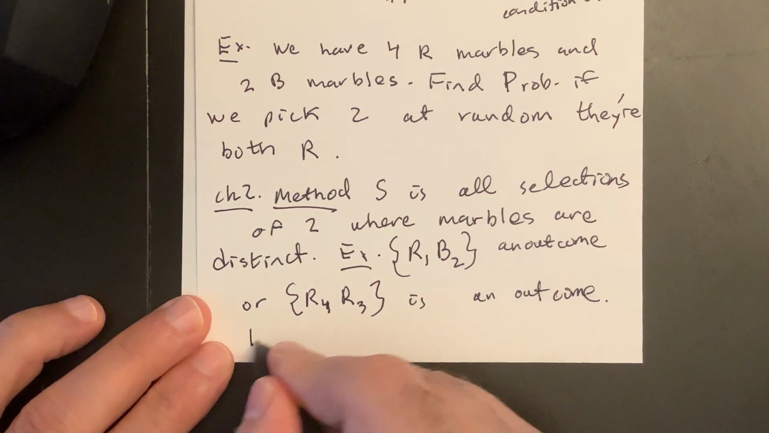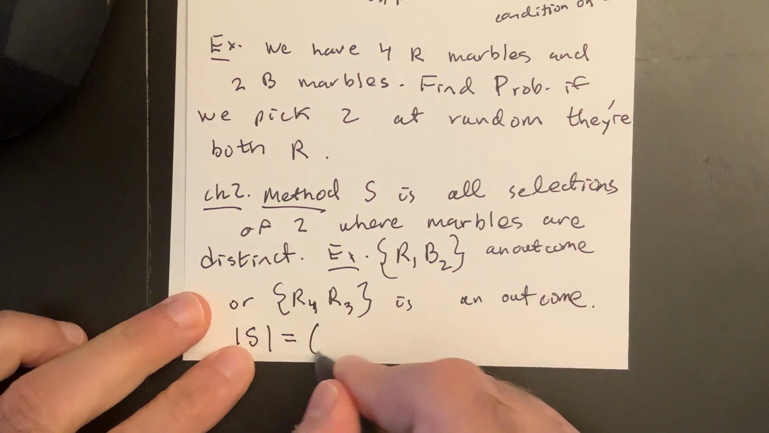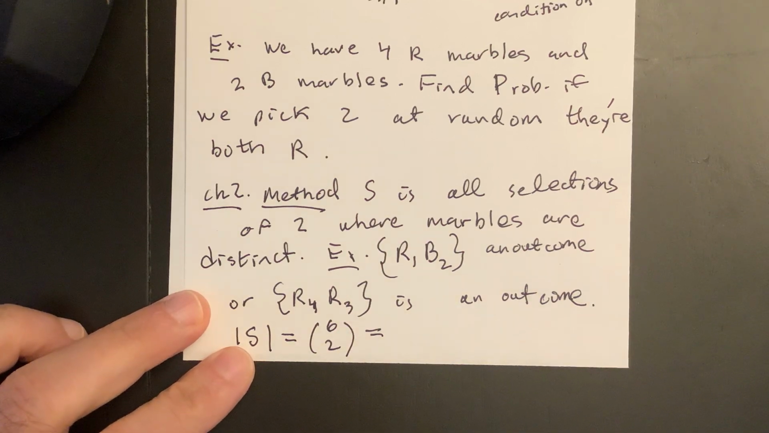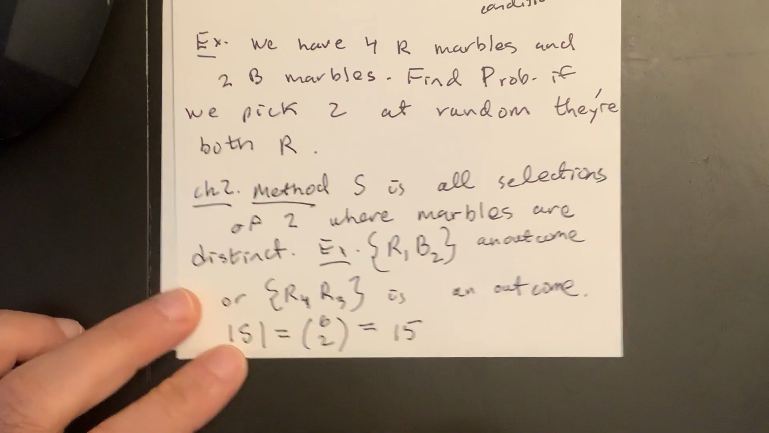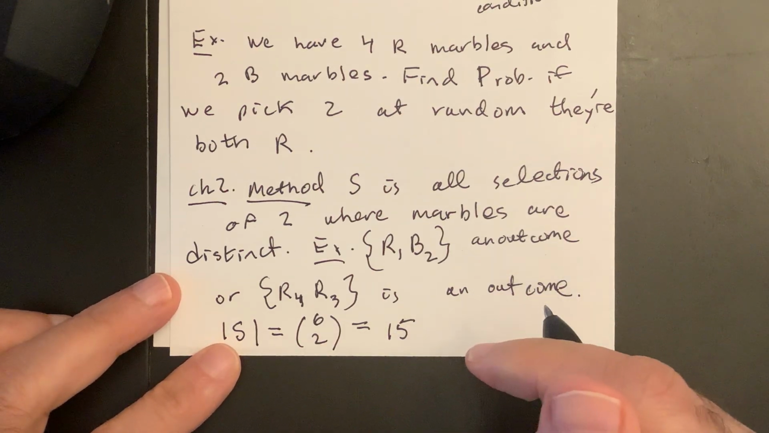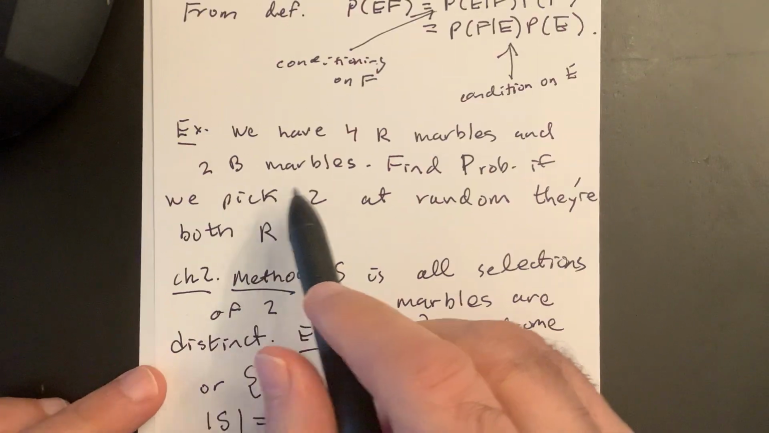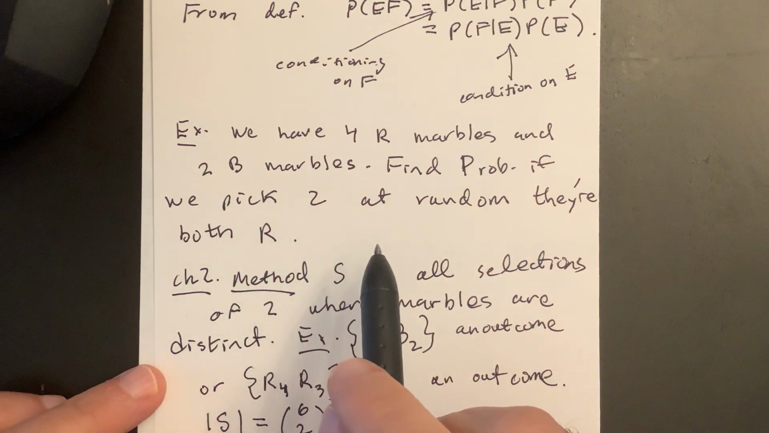So in this case, S is what size? They're all distinct, right? So it's just 6 choose 2. So what's that? 15? It's not that many. Only 15 choices. Okay, and this is one way to do it. So let's find the probability. So we have 4 red marbles and 2 black marbles. Find the probability if we pick 2 at random, they're both red.